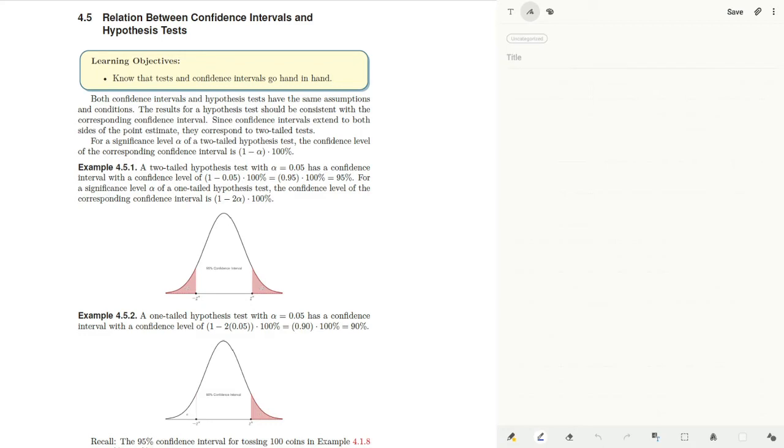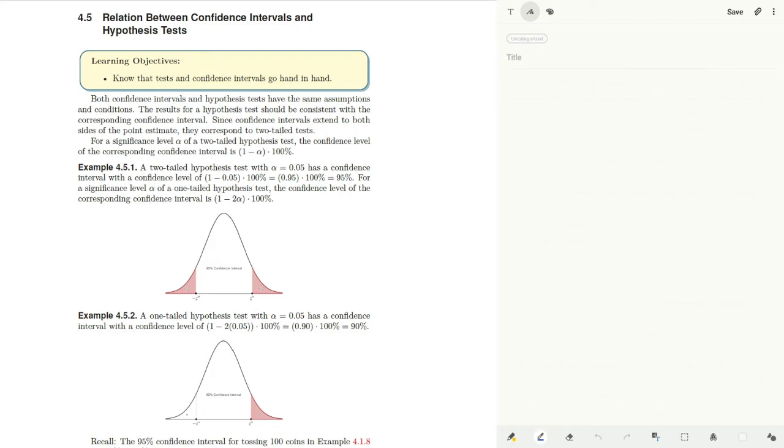Confidence intervals start with the sample data and ask what are the plausible values for the population parameter. Whereas hypothesis tests start with a proposed parameter value and ask if the data are consistent with that value. The results for a hypothesis test should be consistent with the corresponding confidence interval. As confidence intervals extend to both sides of the point estimate, they will naturally correspond to two-tailed tests.